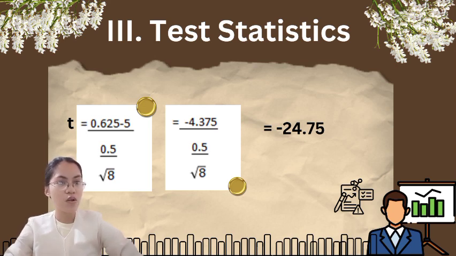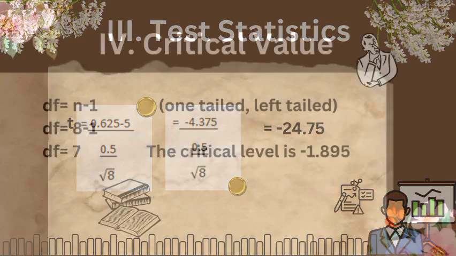And now let us solve them together. Solve the square root of 8, and then divide 0.5 by the answer for the square root of 8. Then negative 4.375 divided by the answer from the denominator equals negative 24.75. And that is our test statistics, which is the t computation.